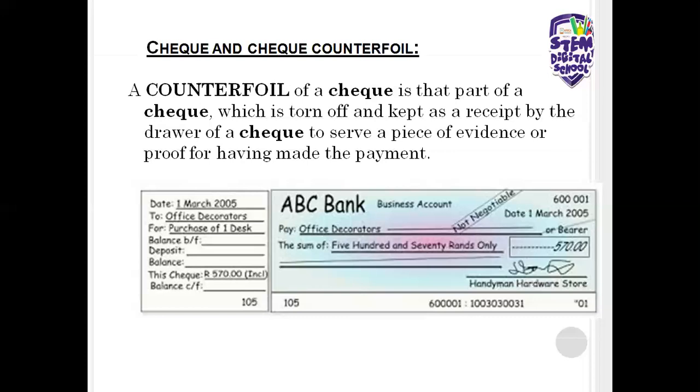If we look at the check, then you'll see there's also a signature, a person from Handyman Hardware Store signed there. And then if you look at the bottom, you will see on both sides the number 105. That is going to be your check number. Remember, I said every source document must have a document number. So in this case, it's 105. And then the rest of the information is not so important for now.